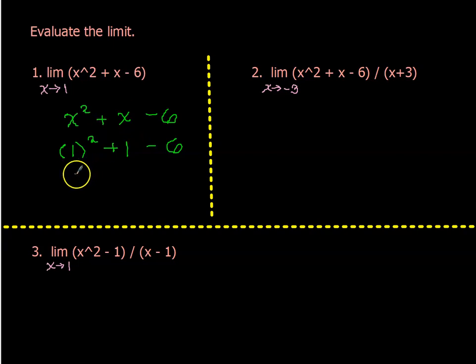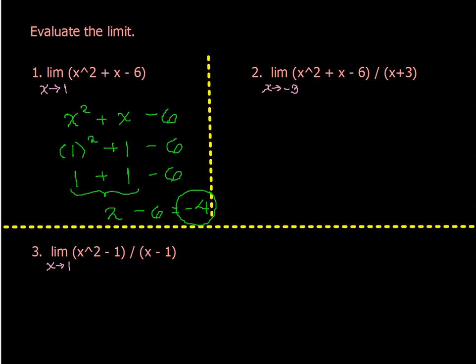And then bringing this down, this will give you 1 squared, which is 1, plus 1 minus 6. PEMDAS tells us adding and subtracting go from left to right. So 1 plus 1 is 2. 2 minus 6 is negative 4. So that's your limit. Direct substitution is usually a fan favorite.